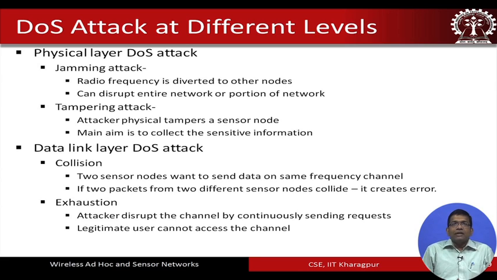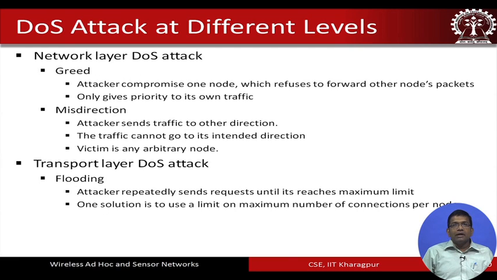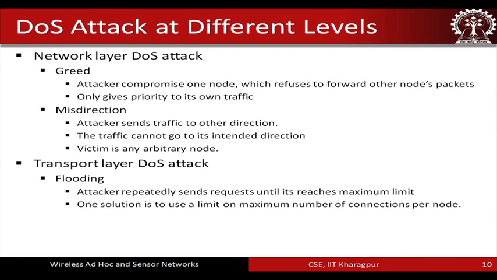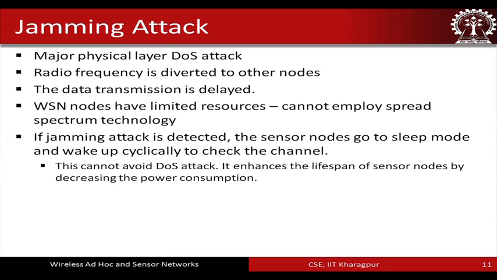There are different types of denial of service attacks that are possible: at the physical layer, data link layer, network layer, and transport layer. I am not going to go through each of them, but I am just going to highlight the jamming attack, which typically occurs at the physical layer. It is a major physical layer denial of service attack, where the radio frequency is diverted to the other nodes, the data transmission is delayed, and the wireless sensor network nodes have limited resources.